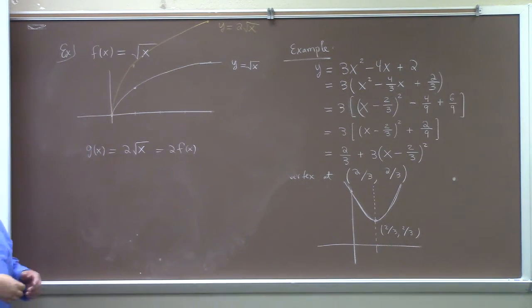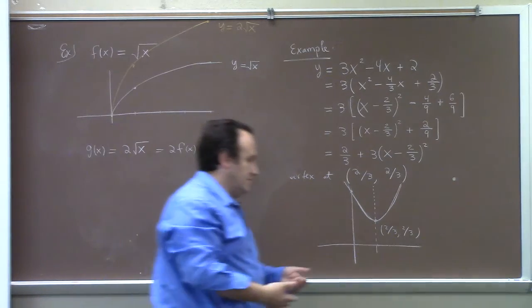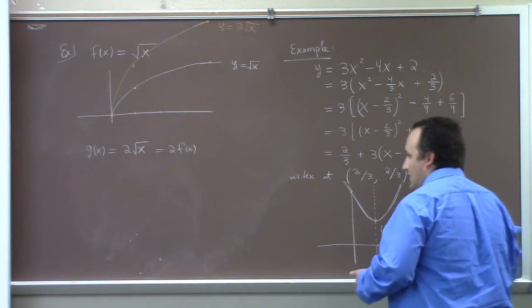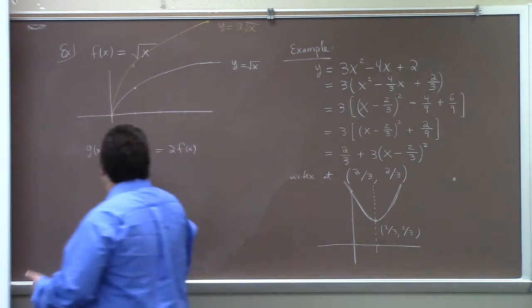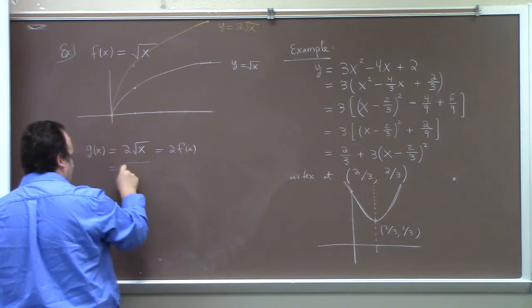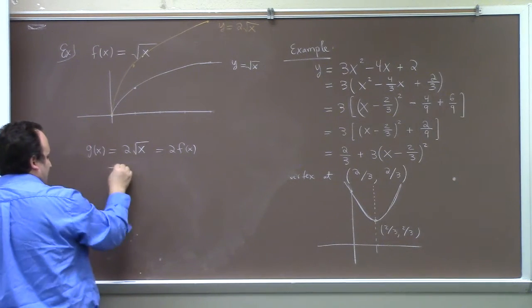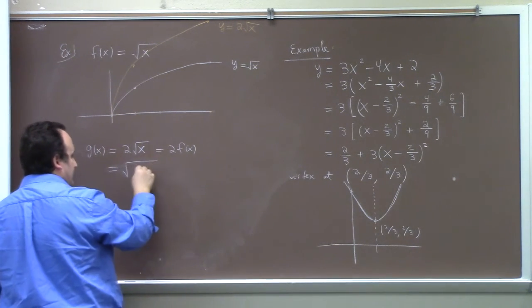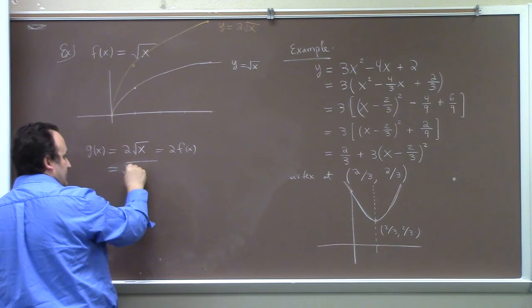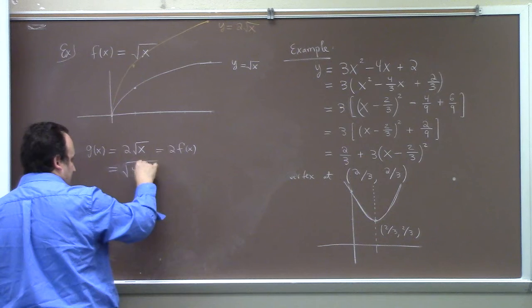But you see, we could also look at that as a compression, right? If we put the 2 inside the square root, how would that look? What's the algebra of that? This is equal to the square root of what? I'll do it in white, this blue chalk is worthless. Square root of what? 2 squared, which is 4, times x.